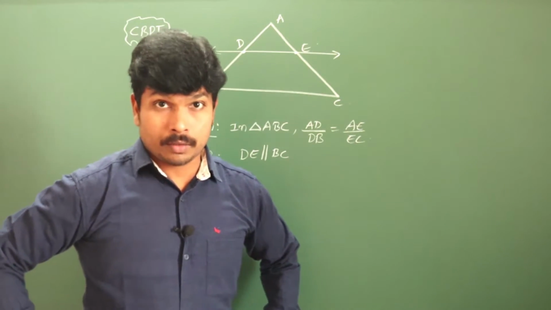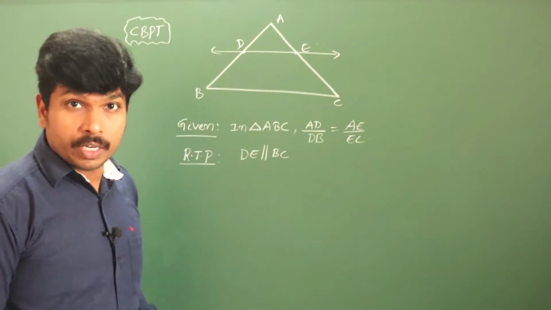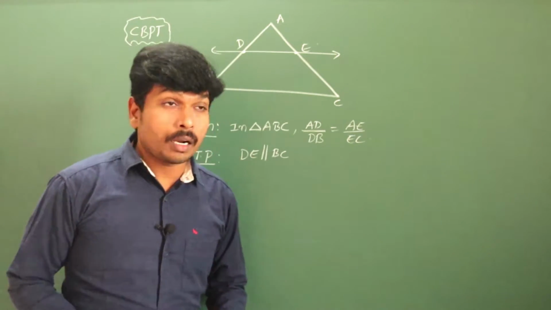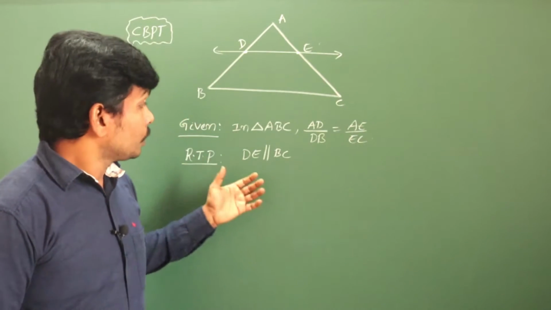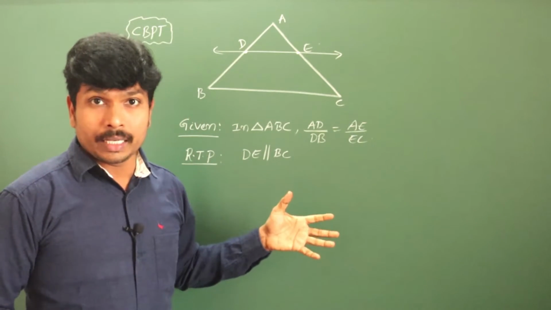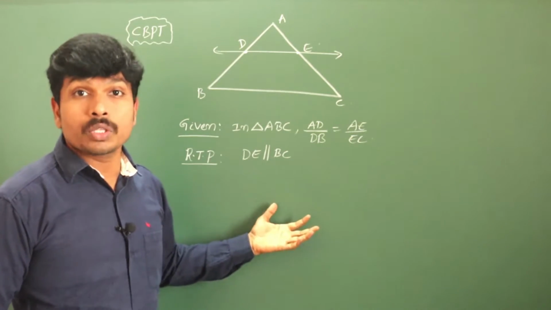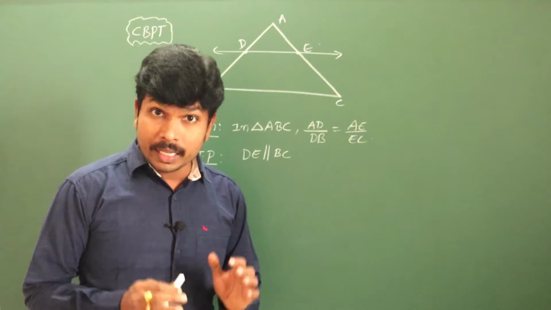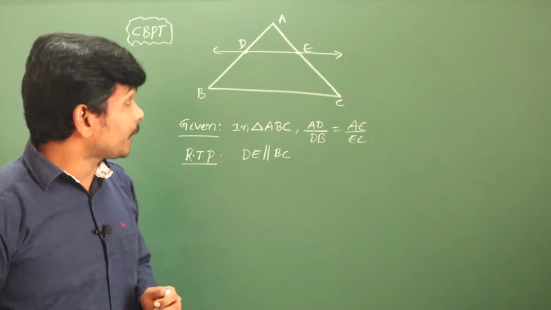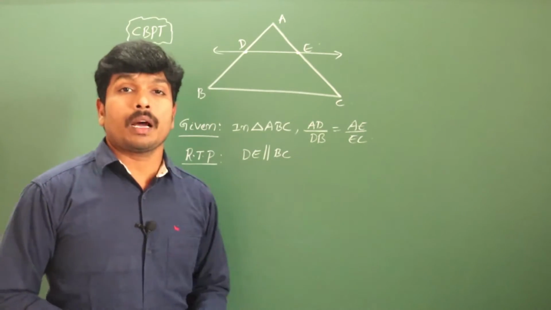The method which is in your textbook we will discuss now. That method is called the indirect method of proof. Some problems we can't do directly, then we use the indirect method of proof. What is meant by indirect method? In the indirect method, we take that this RTP is wrong.